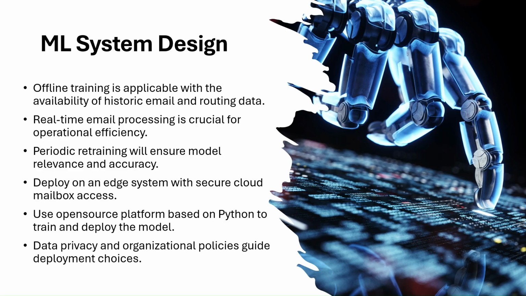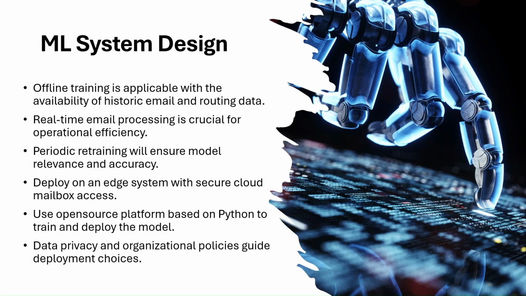So in terms of the system design, offline training is applicable with the availability here of historic emails and routing data. Real-time email processing is crucial for operational efficiency. This means we have to make this process run much faster, as the expectation we outlined earlier. Periodic training will ensure the model relevance and accuracy. Since this is a live system, users send emails every day, every time, and then we will have an updated data set we collected. By doing periodic evaluations, which lead to periodic training, we will ensure the model relevance and accuracy.